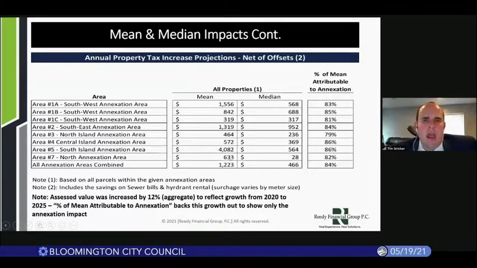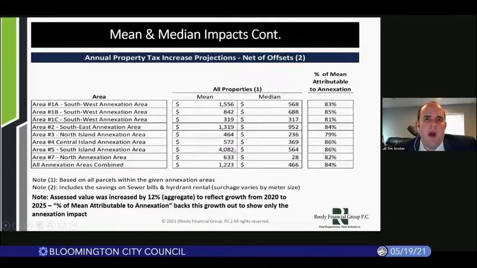For area 5, the average increase is $4,082. The median is $565, and the percentage of the average attributable to annexation is 86%. For area 7, the average increase is $633. The median is $28, and the percentage of the average attributable to annexation is 82%.